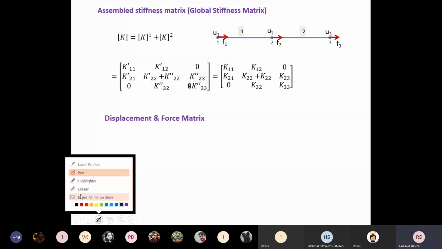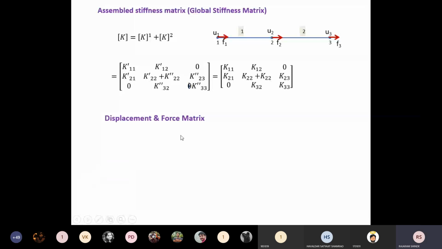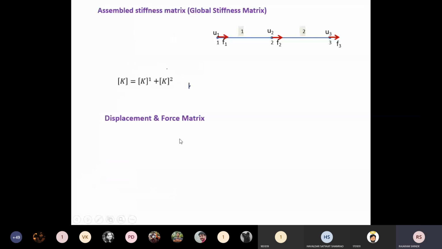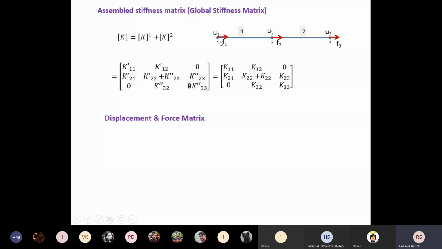Next one, the displacement matrix. See here, U1 for element number 1 is the displacement at node number 1. Node number 2 is shared by element number 1 and 2. Therefore, this displacement is also shared by element number 1 and 2. That means u2, the displacement of node 2, will be the result of forces on element number 1 and element number 2.